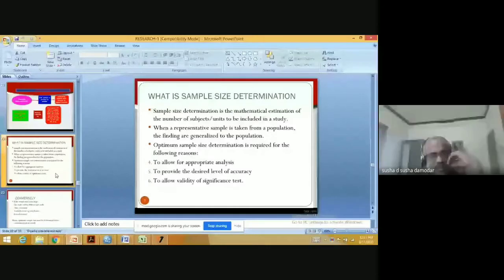Optimal sample size determination is required for the following reasons: to allow for analysis, to allow accuracy, to allow validity of significance. I have already mentioned that in social science research, there is a relationship between a dependent and an independent variable. That relationship has to be proved. That assumed relationship is called a hypothesis. Therefore, the hypothesis has to be validated with the data. Data must be reliable only when the sample size is optimum.